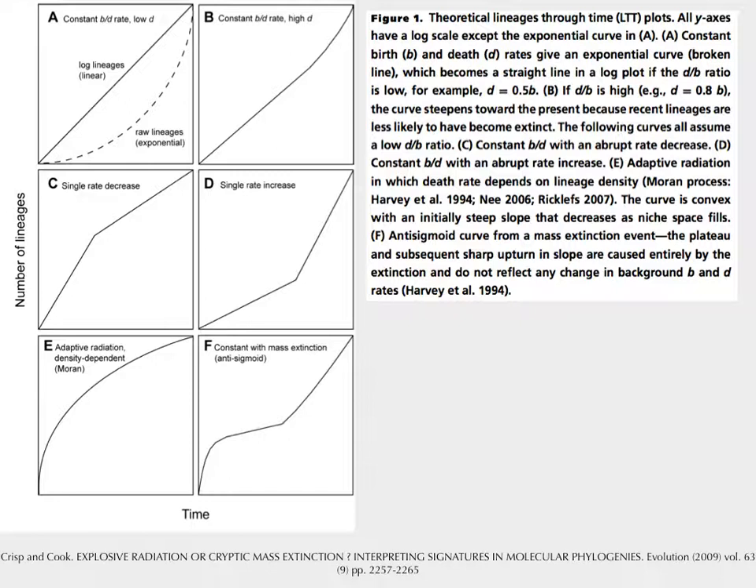So here are lineage-through-time plots. Constant birth-death, low death. If we have a high death rate, we have this uptick right at the end. If we have the rate change at one point, we get this sort of curve. And then we have density dependence, so we get some sort of carrying capacity here. We have more complex things like constant mean mass extinction. And so by fitting these curves, we can estimate what processes are going on.